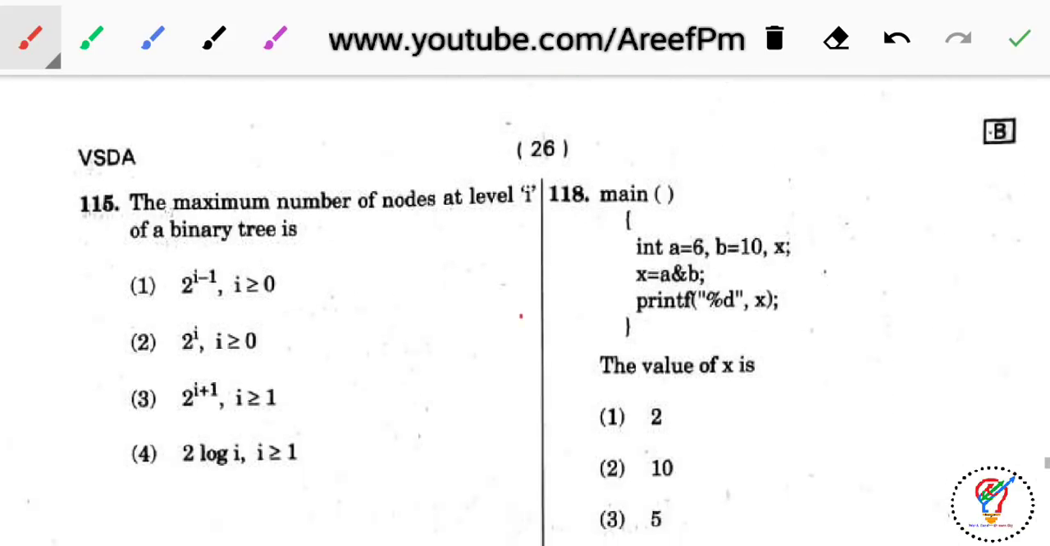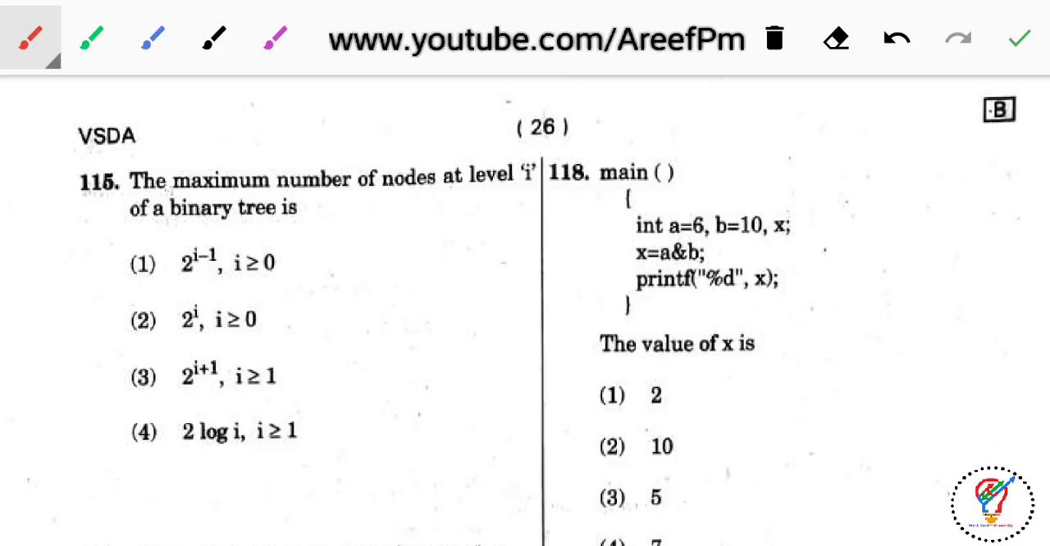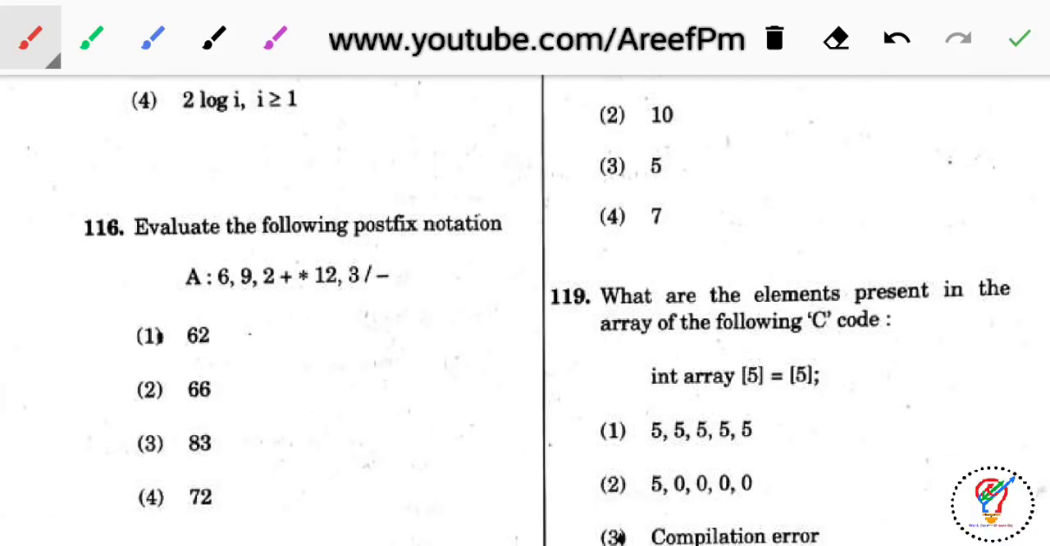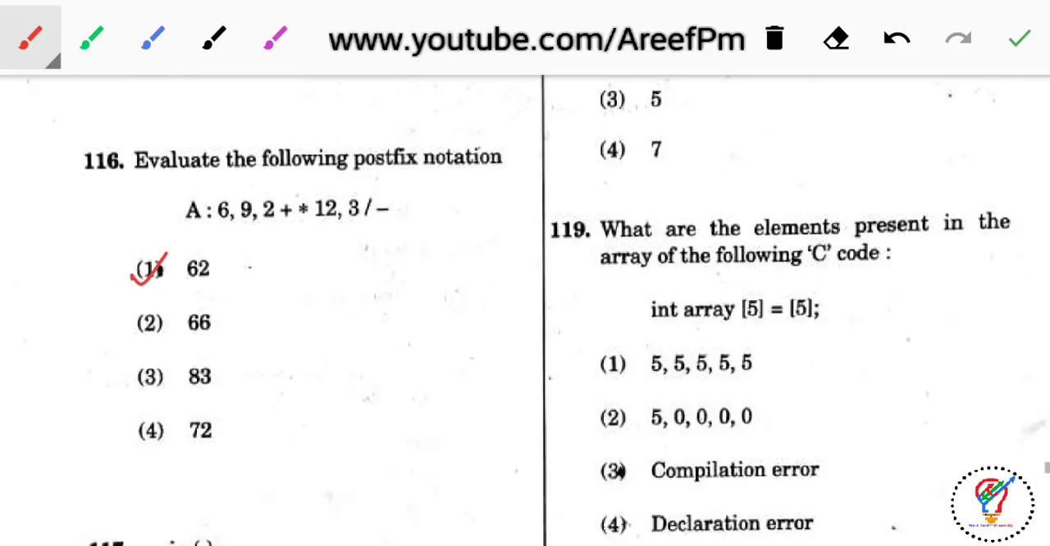Next one, 115. The maximum number of nodes at a level I of the binary tree is 2 power I, and I is greater than 0. Next, 116. Evaluate the following postfix expression. If you solve the postfix expression, the answer will be 62 here.